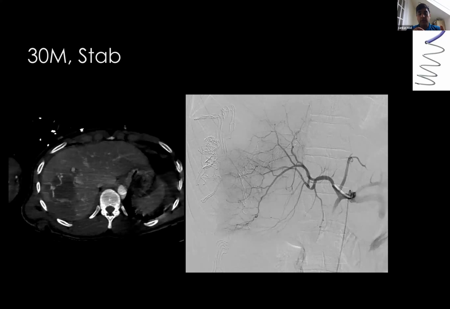Now, this is another case explaining another important bit. 30-year-old male came with a stab. Now, obviously, you can see there is active extravasation on the CT.